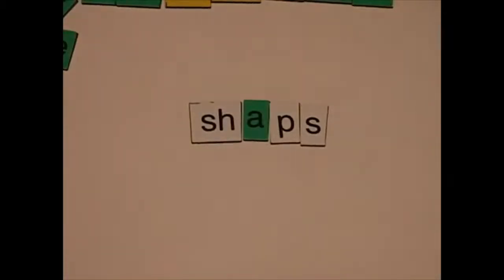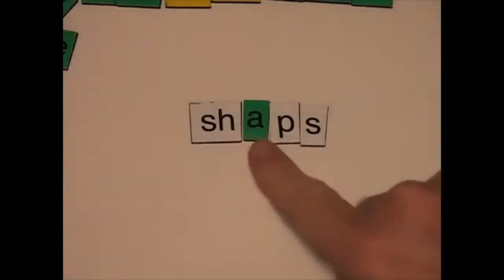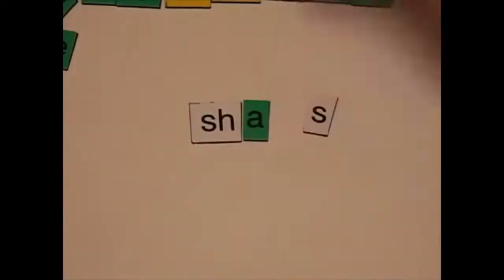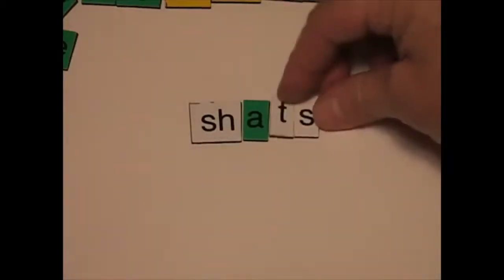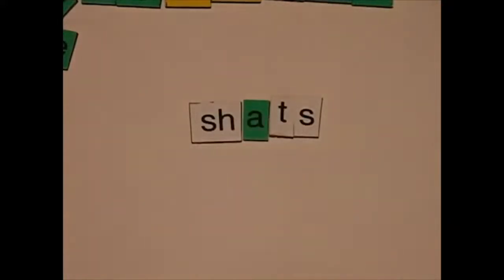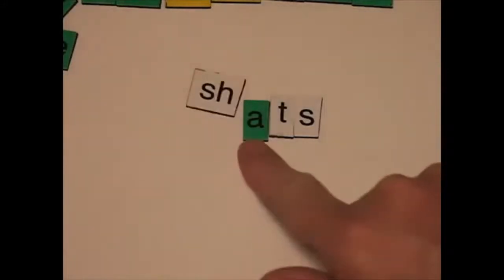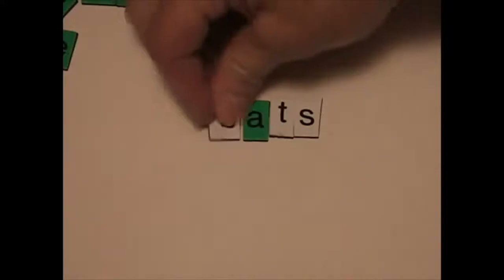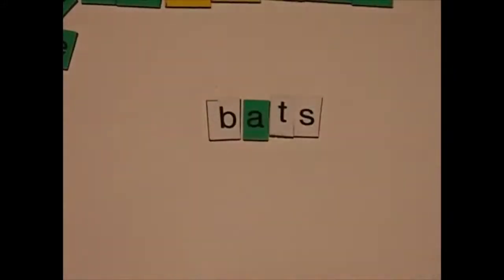Child echoes the new word, steps, kicks out the change, then says the letter that goes out and in the sound, p to t, then reads the word, shats. Since the child reads the word, you don't have to say it again. One more. Steve. Bats, bats, b, a, t, s, sh to b, bats.